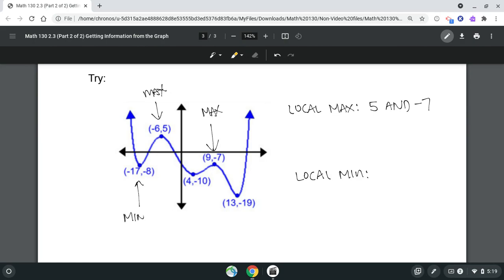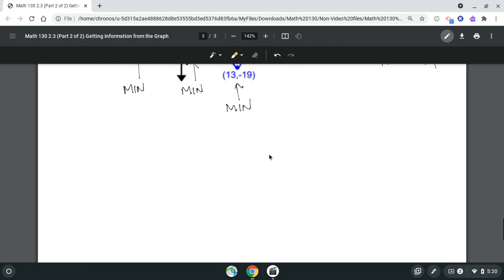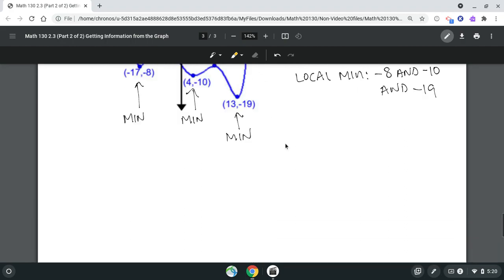Okay, minimum, so low points. Here you have a min, here you have a minimum, and here you have a minimum. Okay, and again, they're the y values. So -8 and -10 and -19. So those would be your local max and min. I believe that is it.